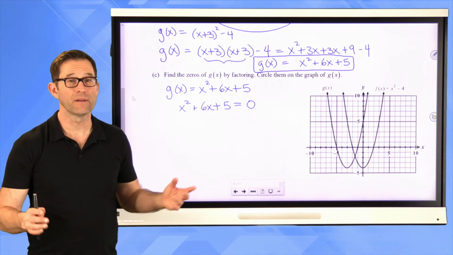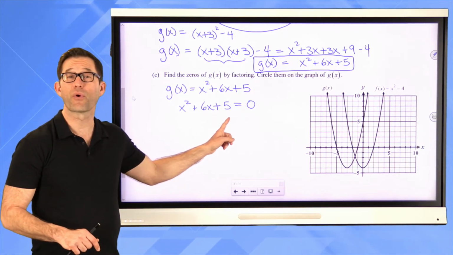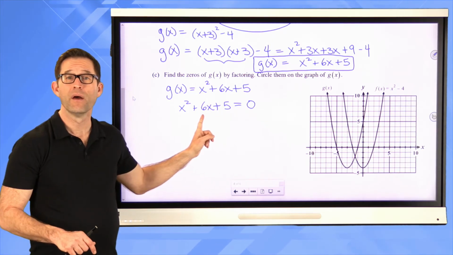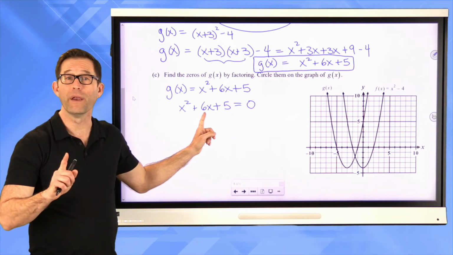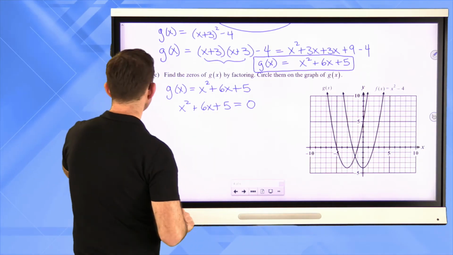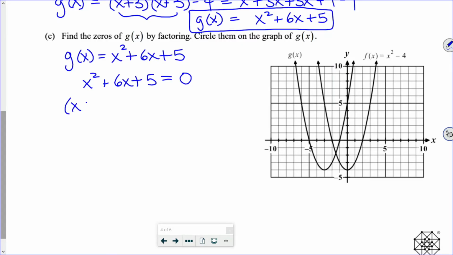All right, well, let's do it. I'm looking for two numbers whose product is positive 5 and whose sum is positive 6. Those numbers happen to be 1 and 5, right? So this factors as x plus 1 times x plus 5 equals 0.